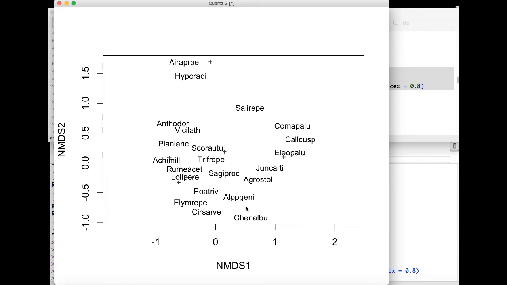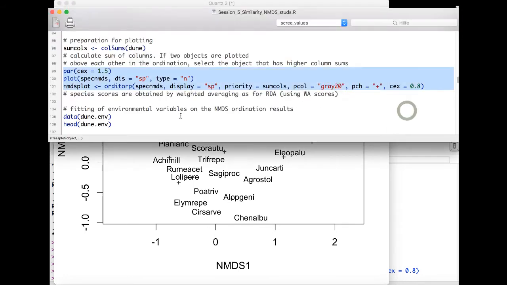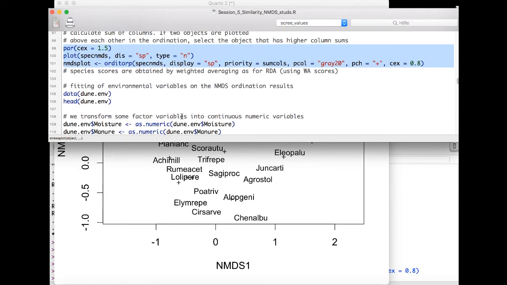So we could interpret that the closer species are, the more similar they are, and we have different scales on the y-axis and x-axis. So generally the similarity between two species decreases based on 1 unit of distance. We could also display the sites. So here the species are obviously plotted as weighted averages across the sites.